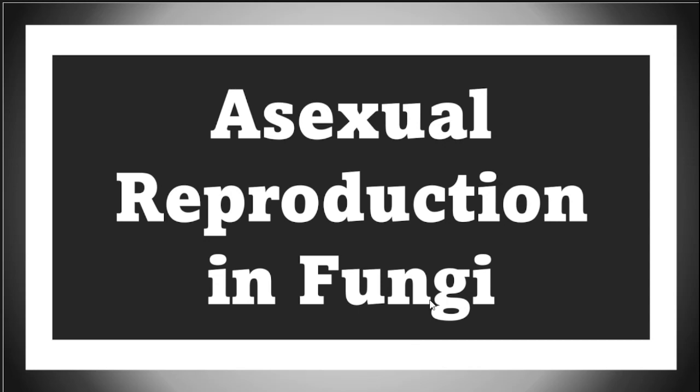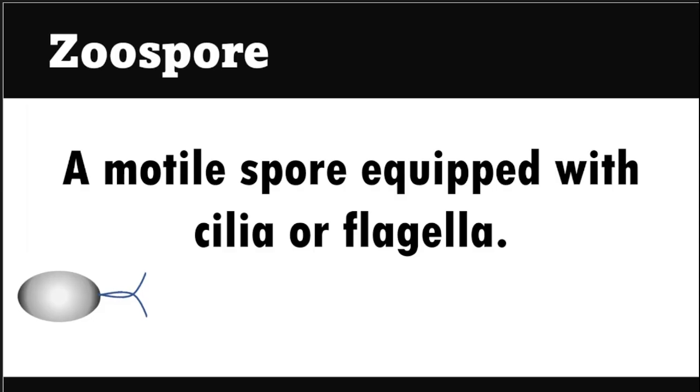Asexual reproduction refers to the formation of spores without any kind of gamete formation and gamete fusion. And there are four very important types of asexual reproduction in fungi, and we will discuss them one by one. The first form of asexual reproduction is zoospore formation.